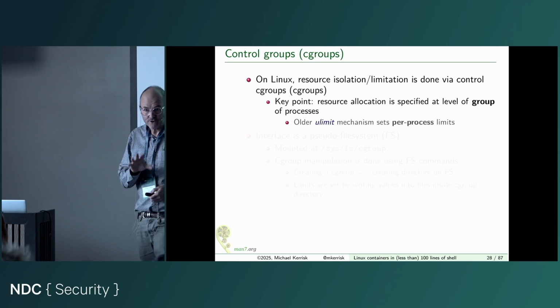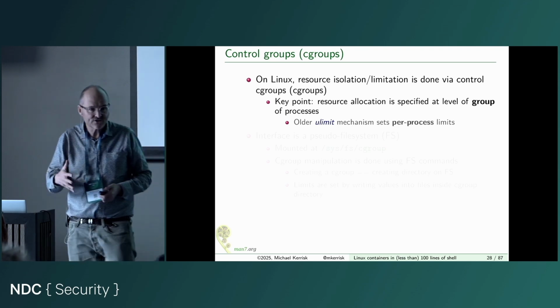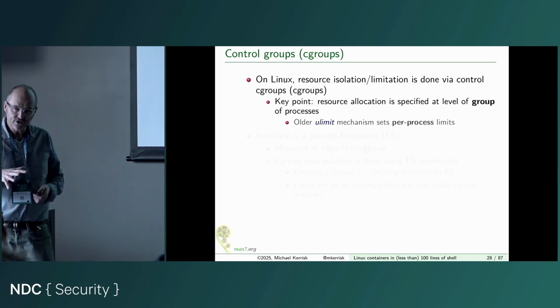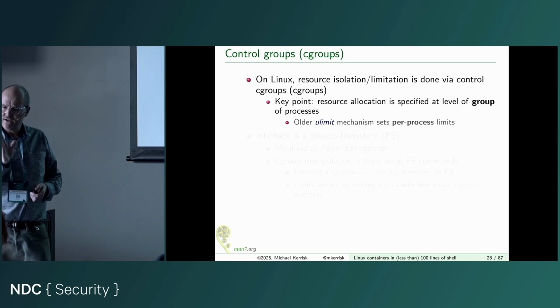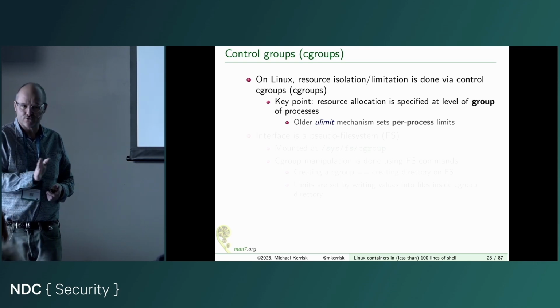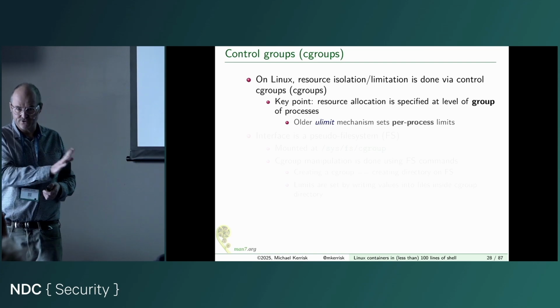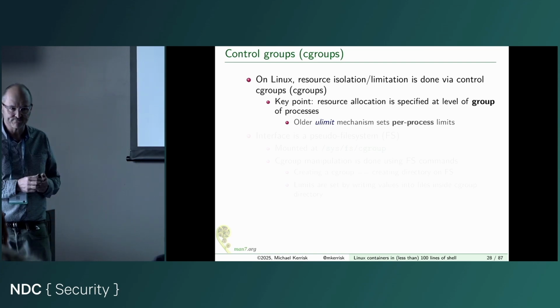There were older mechanisms, which still exist, for doing resource limitation on Unix systems, the ulimit command, but the thing about the ulimit command is it is just a per process limit. The limit's not shared across groups of processes.